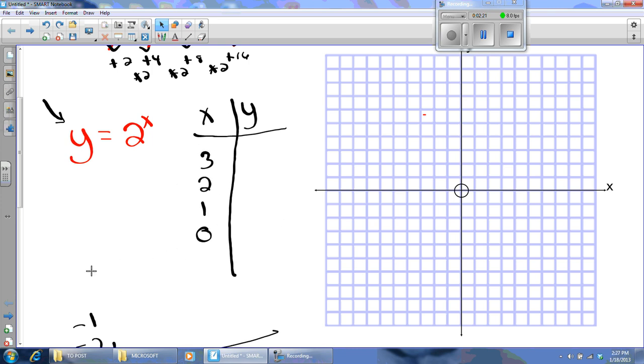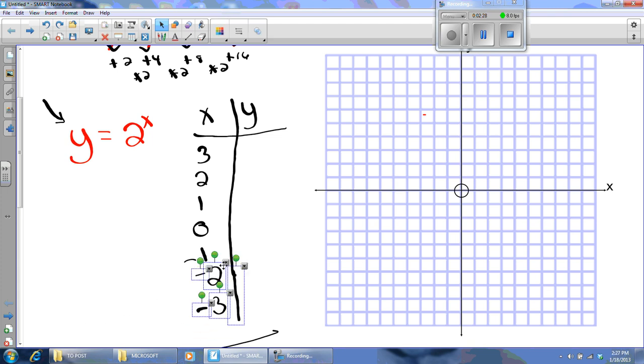I'm going to move my t-table here. All right. And I'm going to put these numbers in for x right into this equation right here, and then I'll figure out what y is. So 2 to the third power must be 8, because 2 times 2 times 2. To the second power, that must be 4. To the first, that must be 2. To the 0 is 1, right? To the negative first, use the reciprocal, 1/2. To the negative second, that would be 1/4. And to the negative third is going to be 1/8.